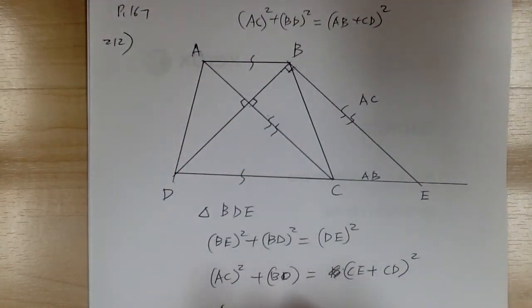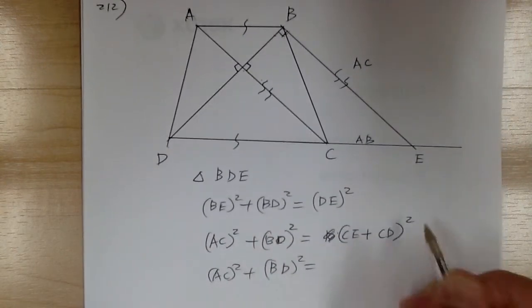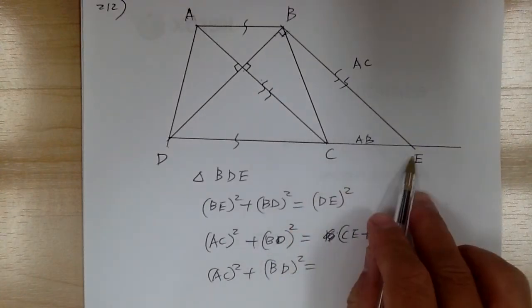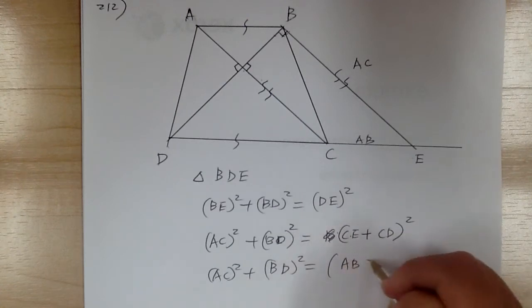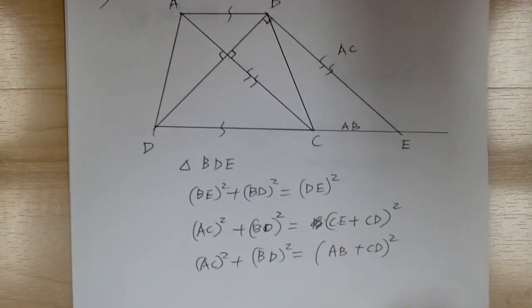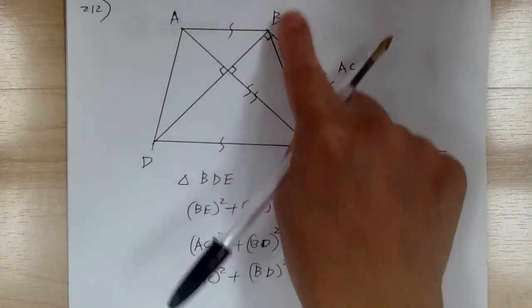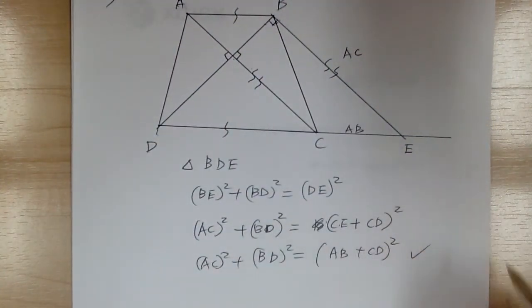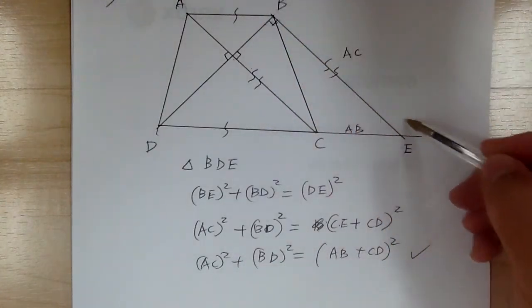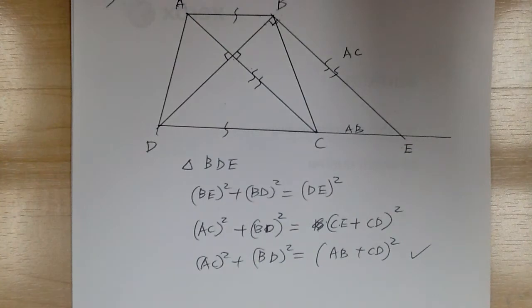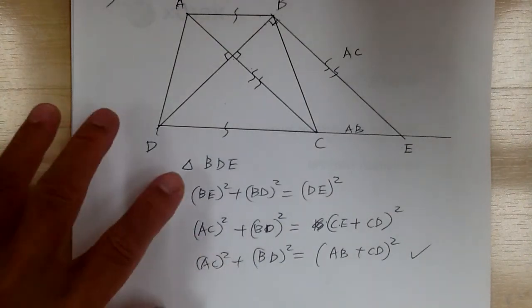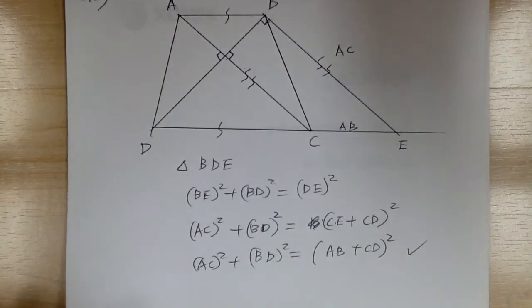Okay, and then you notice that CE is AB. We just slide this thing down, right? So CE is AB, and that's what we need to prove, and that's it. Okay, so you can draw a parallel line so that you get a parallelogram and a triangle. Whenever you can with the trapezoid, make it into a parallelogram and a triangle. It will help you to solve many of the problems.